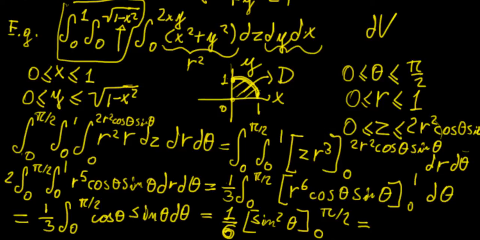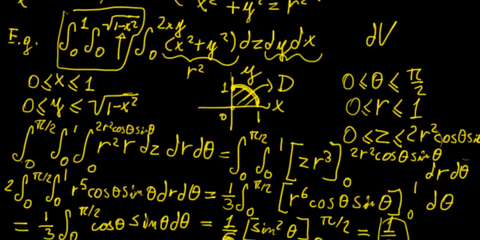And what's this going to be equal to? Well, we know that when theta is equal to pi on 2, sine is equal to 1. And when theta is 0, sine is just 0. So this is just going to be 1 over 6. So the final value for the integral is just going to be 1 over 6. So that's a really nice result.